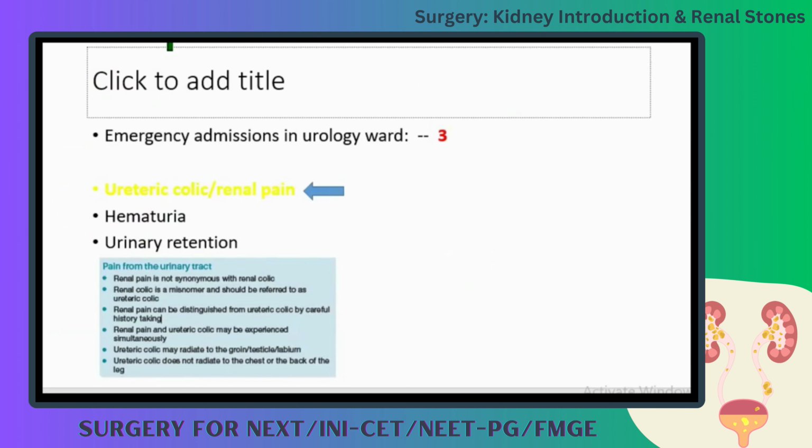To make it a little interesting, I am basically a urologist. Emergency admissions in the urology ward will be only three, so there will not be much disturbance to your sleep at night. Patient may come with renal pain, colic, or with blood in the urine, or may not pass urine, urinary retention. These are the three complaints with which the patient will come in emergency. Of these, the first one we'll discuss in detail: ureteric colic or renal pain.